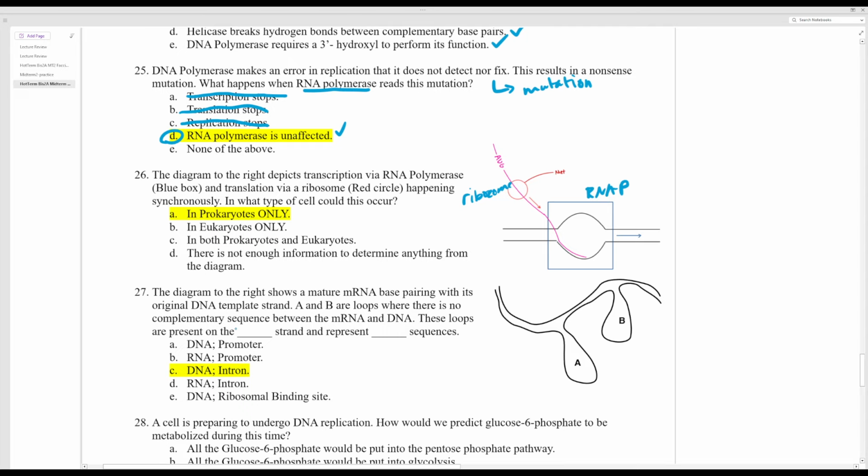My brain is fried. Yeah, ribosome. Oh, that's why. I spelled it with a Z.